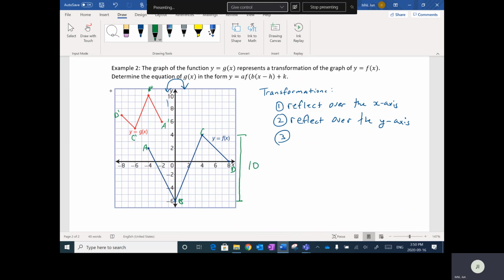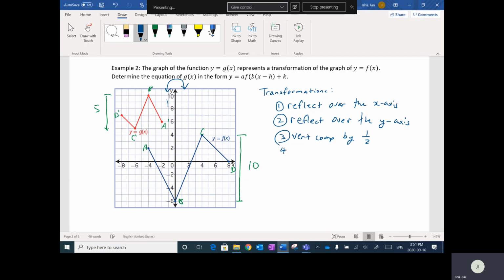Whereas over here, that's the high point, and here's the low point. It goes from 10 to 5. So this is a vertical distance of 5. Okay, so in order to get from, again, f of x to g of x, from blue to red, notice that there is a vertical compression. Let's use red here. So there is a vertical compression by a factor of 1/2. Okay, so it's been compressed vertically.